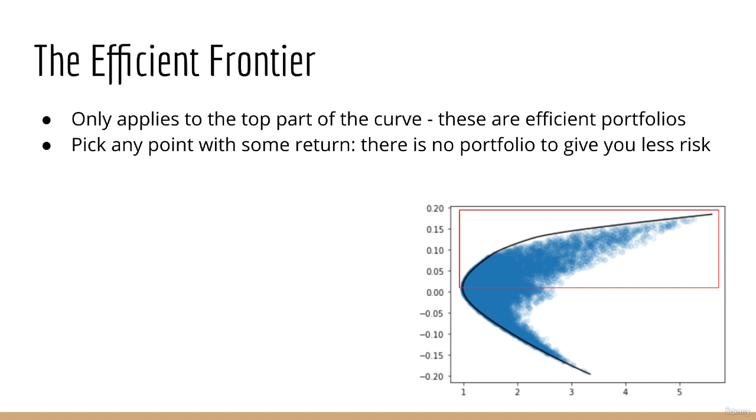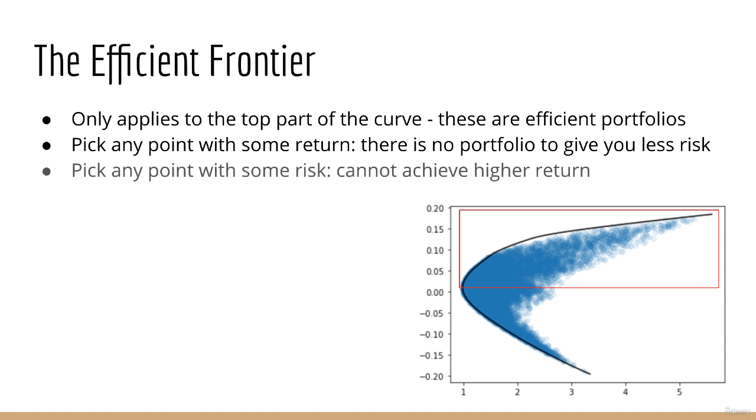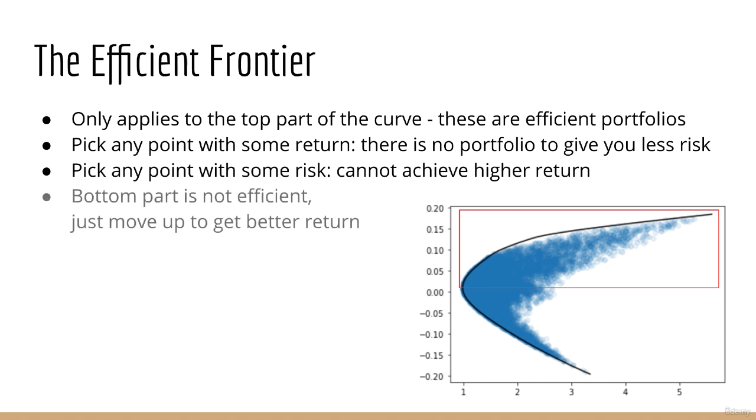Conversely, you can look at it from the risk first. You can say, for each of these portfolios, at a given level of risk, you can find no better expected return. Thus, these portfolios are efficient. Now you might ask, why don't we consider the bottom part of this curve? These portfolios are not efficient because all we have to do is go up, and we found a portfolio with the same risk, but with higher return.